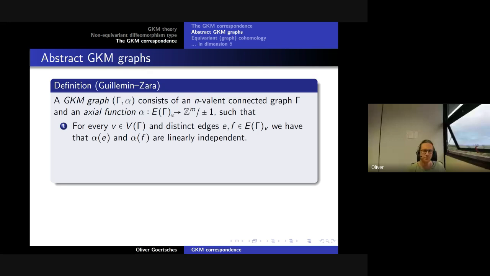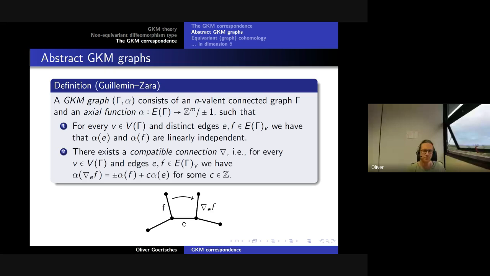So this is the condition that I put on my axial function: for every vertex of my graph, any two distinct edges have labelings that are supposed to be linearly independent. Okay, and I have one more condition. I assume the existence of a compatible connection. So connection here is really meant as part of the definition.